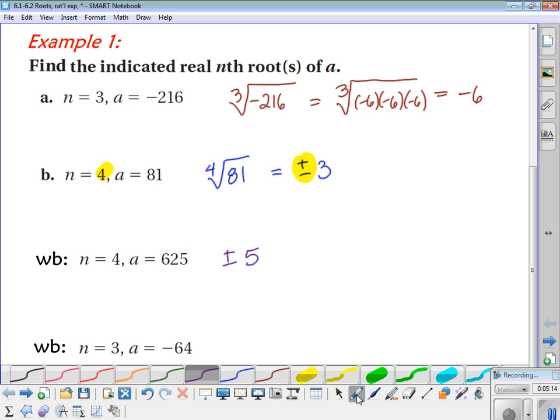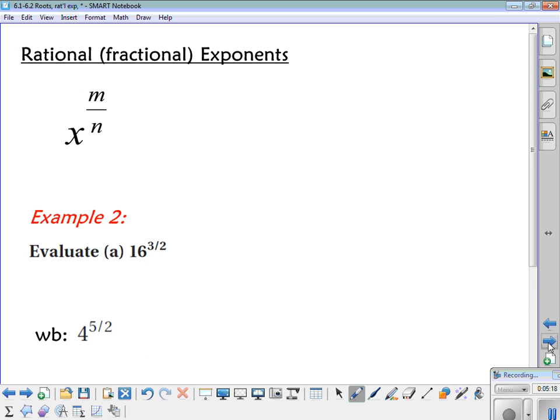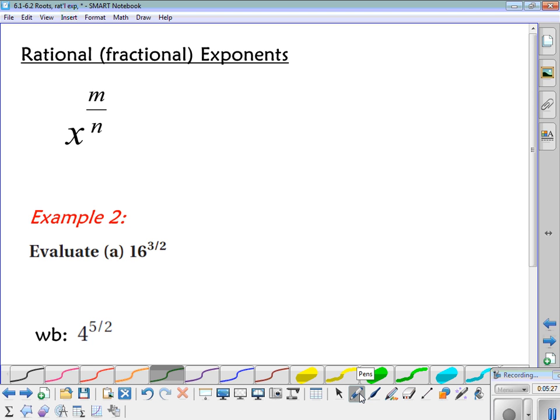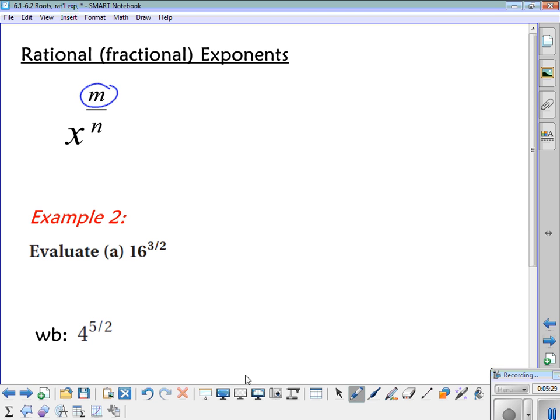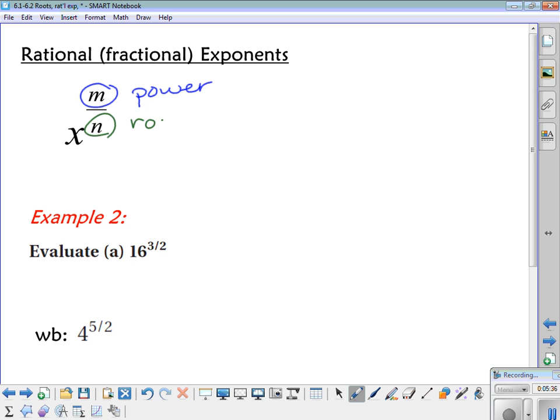All right, so do we all agree -4? Yes. Okay. So fractional exponents. If a number is raised to a fractional exponent, what you need to remember is this top one is the power, and the bottom of the fraction is the root. And so there's a couple different ways you could rearrange that.